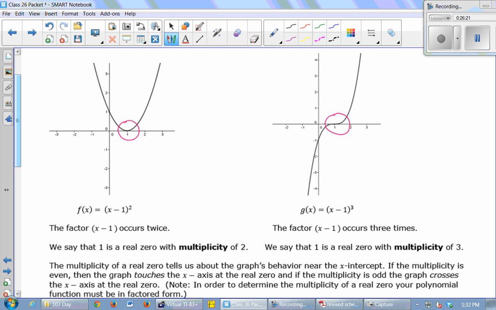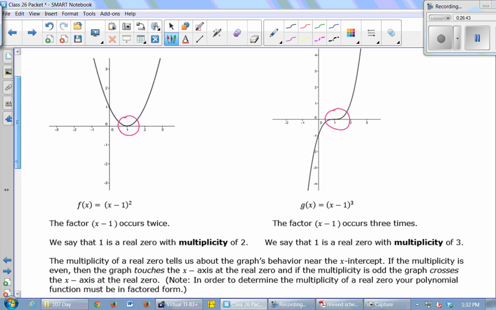Yeah, the first one's a relative minimum, and the other one goes through. Yeah. So the first one, it bounces off the x-axis. It comes down and touches it and turns back around. And this one goes right through the x-axis.